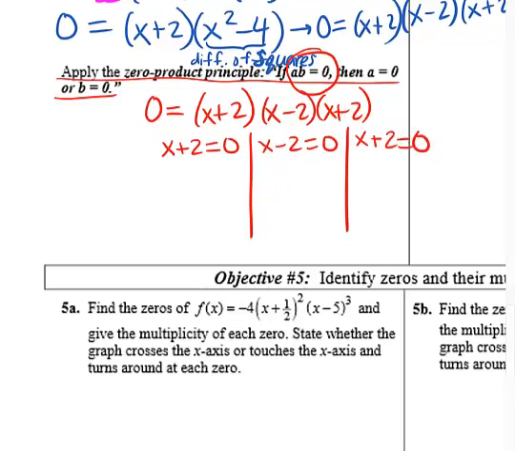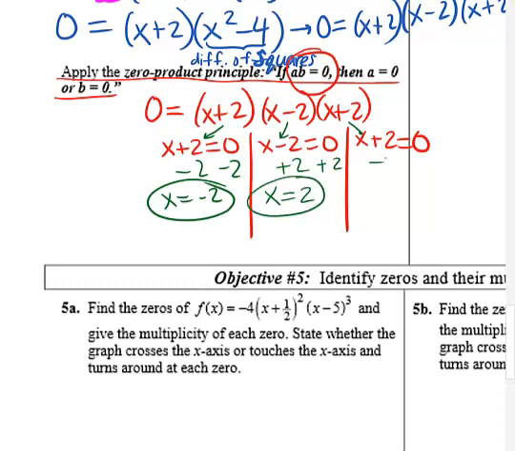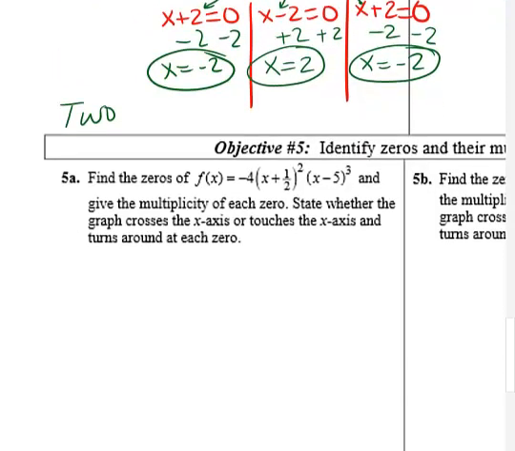So that's all I'm doing here, is taking whatever's in each factor and setting it equal to 0. And then I'll try to solve each one individually. This one I'll solve by subtracting 2. So there's one answer. And this one I'll solve by adding 2. There's another answer. The last one, though, it's like a repeat. I already had this answer. So that means there are 2 x-intercepts.